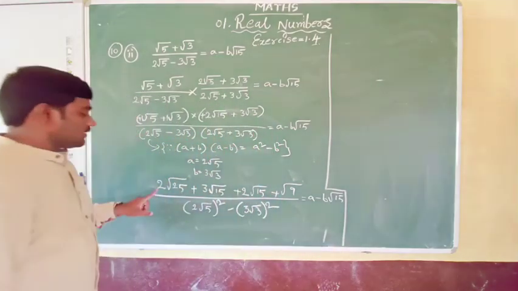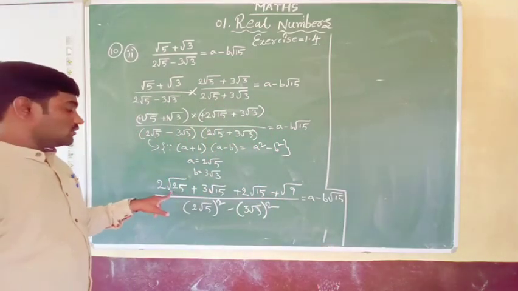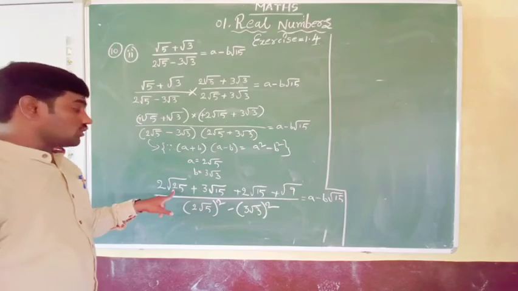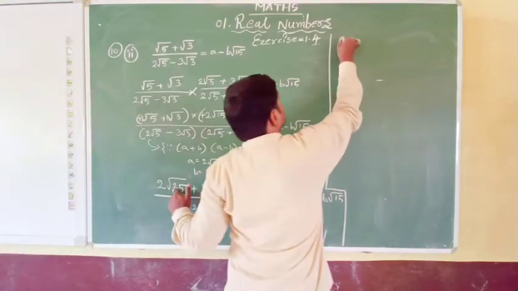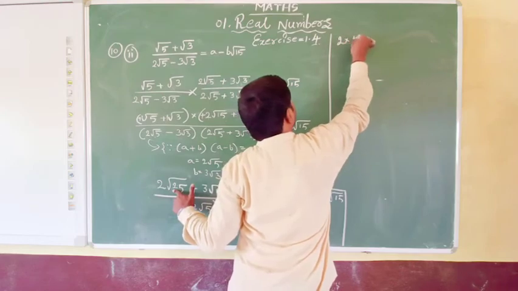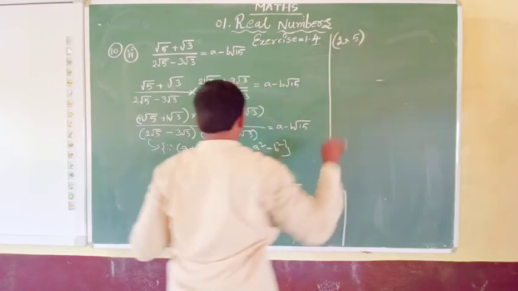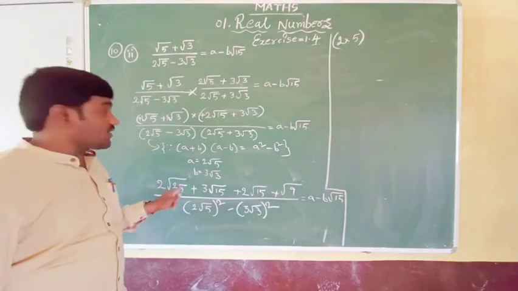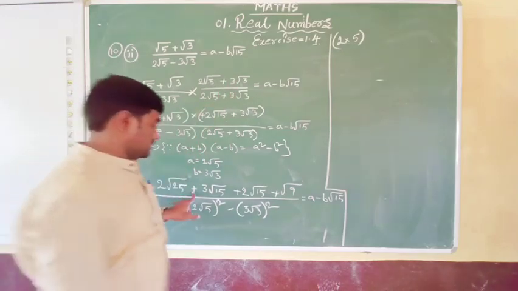See that? Here 2 into root 5. This 2 into root 25. Root 25 value is 5, because the square root of 25 value is 5. So that I will write as, this square root of 25 value I will write as 5.